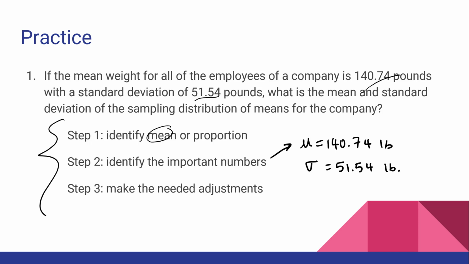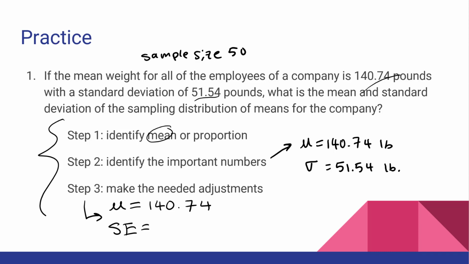And then step 3, make the needed adjustments. So you'll remember, for means, your population mean will be the same. So this one does not get any adjustments made to it. But our new standard error, or standard deviation of our sampling distribution, will change. So let's say we are taking sample sizes of 50. So we're taking 50 employees out at a time and we're averaging their weights.